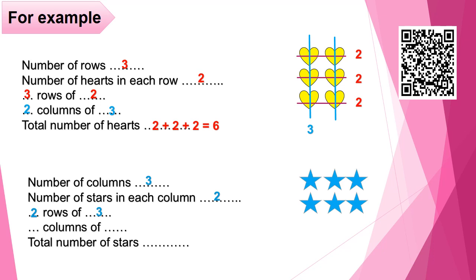How many columns do we have? Columns, vertical lines. How many vertical lines here? 1, 2, 3. Inside each column, how many stars? 2 stars. Let's write the total number of stars. Okay, we have 3 columns. Inside each column, we have 2. So we can say 2 plus 2 plus 2 equals 6 also.